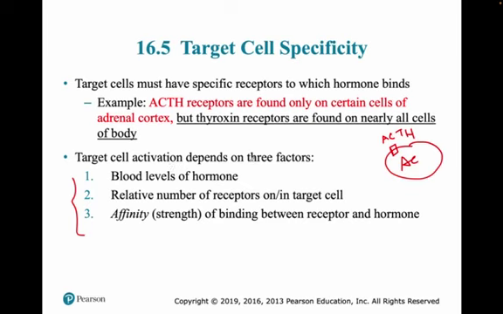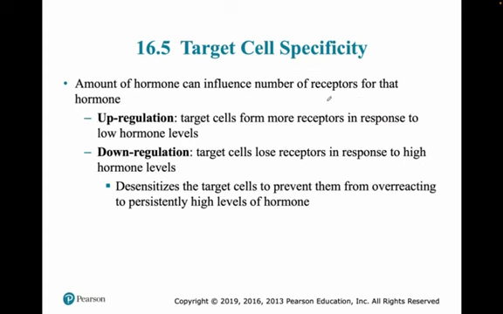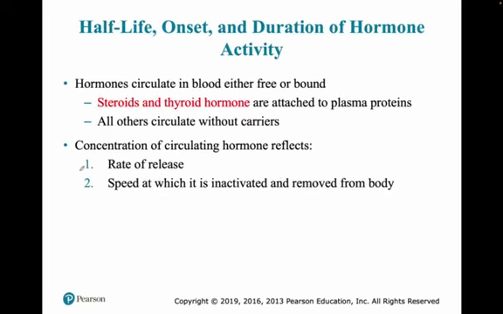If there is the required amount of hormone, if the number of receptors is enough, and if the bonding between the hormone and the receptor is strong enough, then only will the effect be created. Now, in certain cases, there could be upregulation or downregulation of target cells, which means target cells can form more receptors if required, especially if we have a low hormone level, or they can lose receptors if we have a really high number of hormones. So this is a kind of regulation that can happen in target cells.